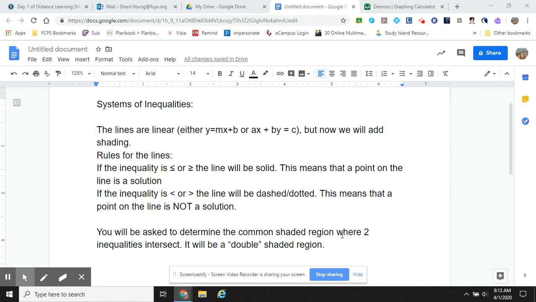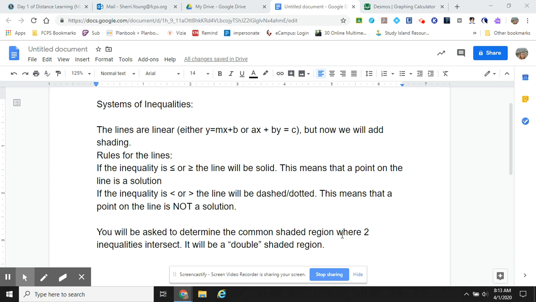In systems of inequalities, if you recall, the lines are linear, so they're either in y equals mx plus b or ax plus by equals c. That means slope-intercept form or standard form. But now we're going to add some shading. So here are the rules that you have to remember for the lines, and then we'll put the shading in Desmos.